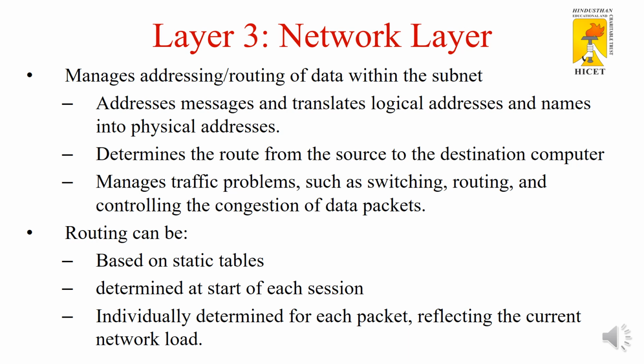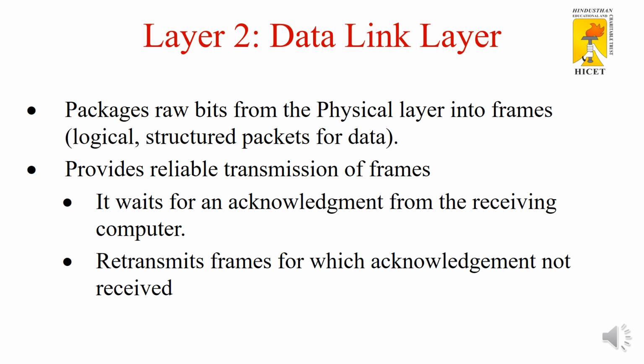It can determine the start of the session and the end of the session, followed by the data transfer. Routing can also be determined individually for each packet, reflecting the current network load to determine the traffic in the current node or network. Data link layer: it converts the raw bits from the physical layer into frames. It provides reliable data transmission of the frames. It waits for an acknowledgement of receipt, and retransmits the frame whose acknowledgement is not received by the sender.